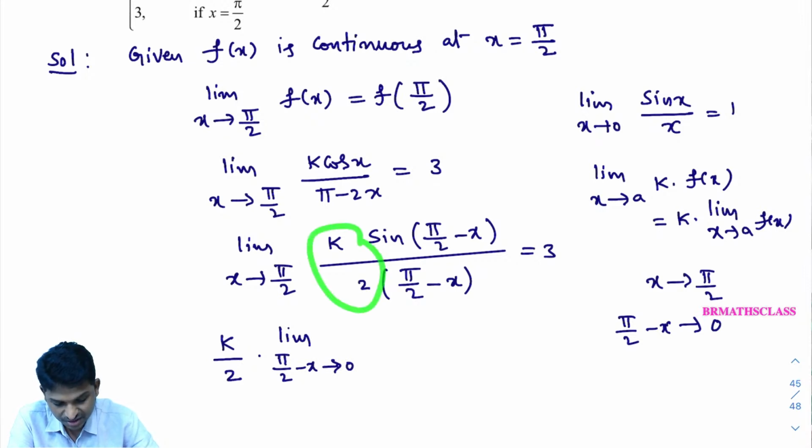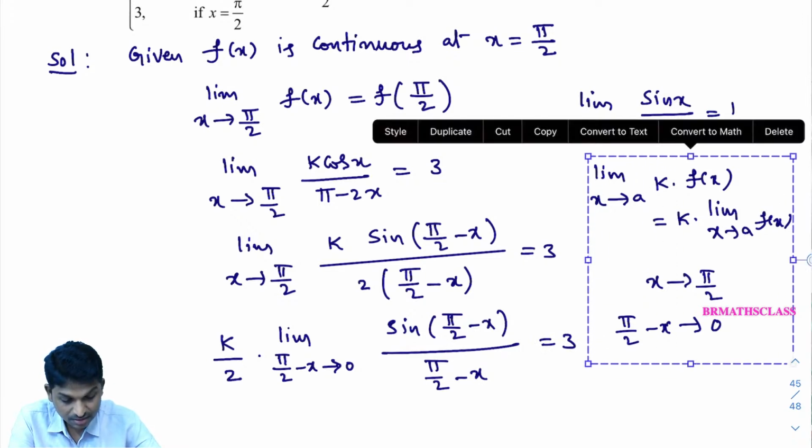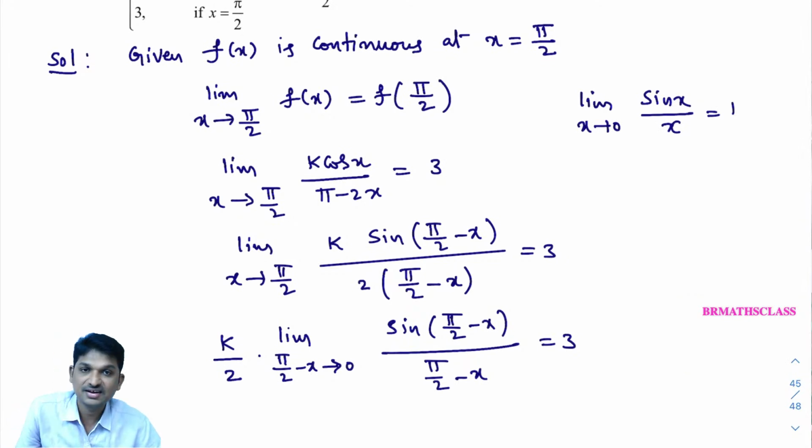Actually, k by 2 is a constant, to be written outside. Now what is remaining, that I will write: sin of pi by 2 minus x divided by pi by 2 minus x equal to 3. Okay. I hope you are understanding, right? Good, right.